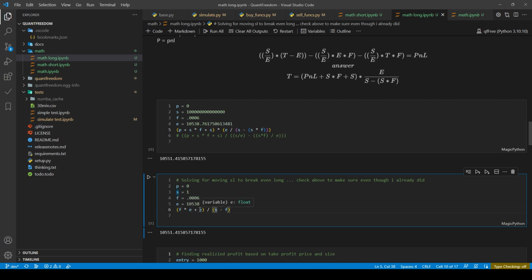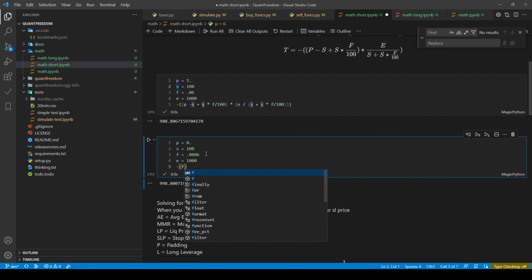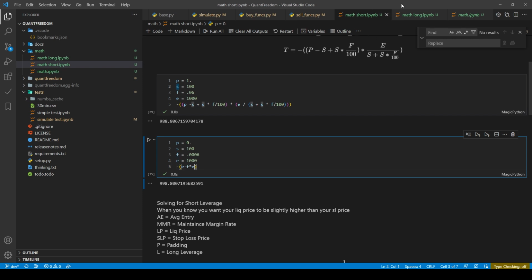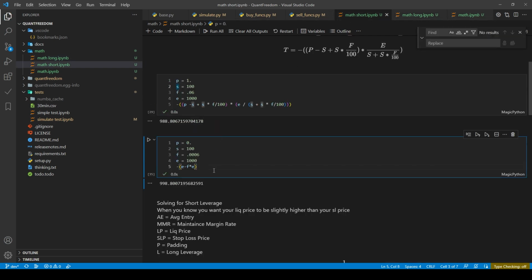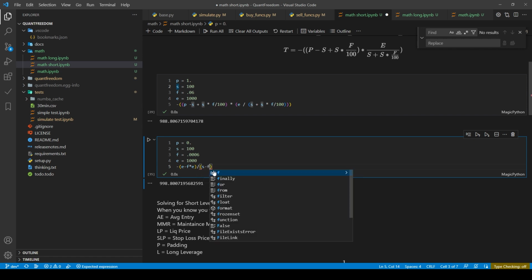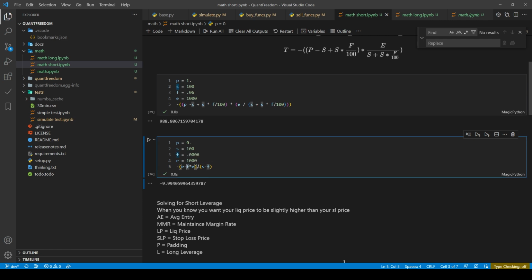So it's fees times E plus E. Fees times E plus E. So what if we did fees times E minus E, divided by F minus F, divided by S minus F? Something is not right.